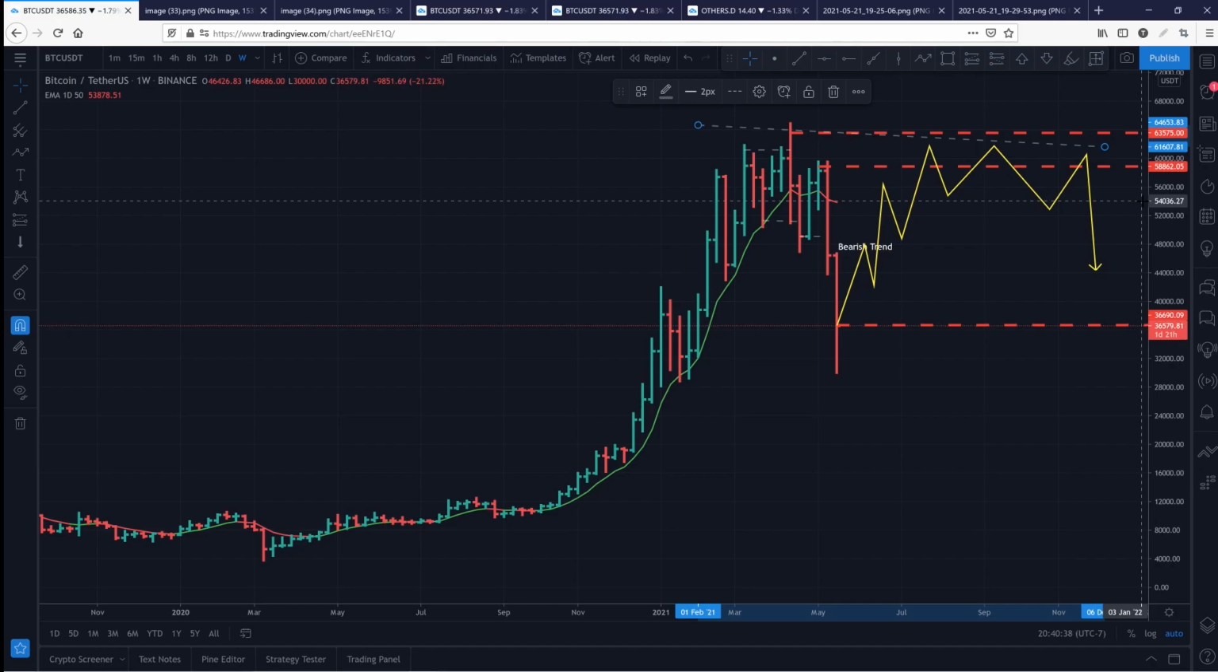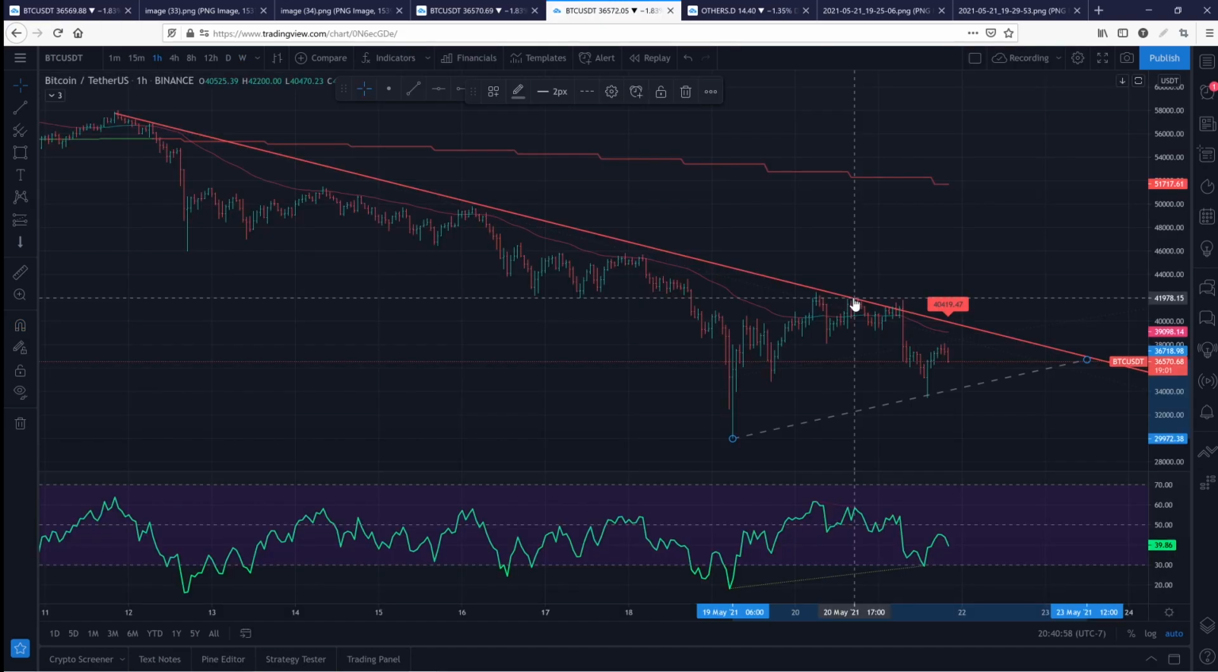Because if we don't have something like that in 4 months, then the argument of being in a bull market becomes really hard to make. But yeah, that's something that I thought was pretty interesting. But in the short term, we can still make trades.